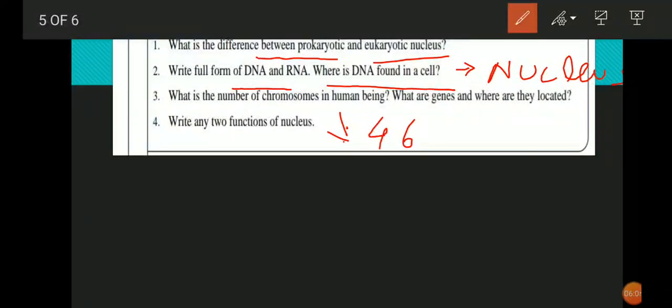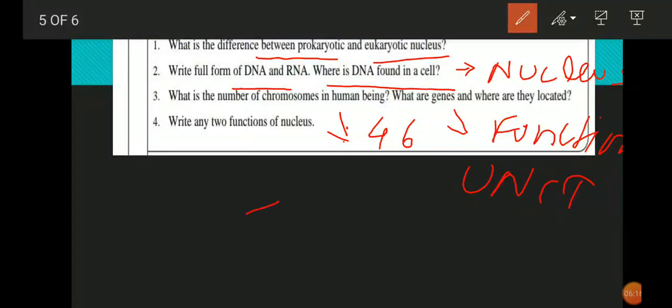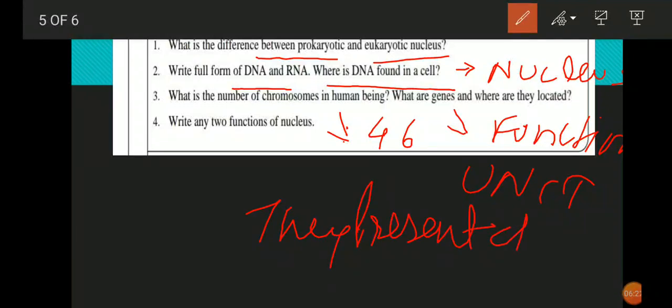And what are genes and where are they located? Genes are the functional unit, and they are present on chromosomes. Or you can also write genes are the unit of DNA which perform different functions. Write any two functions of nucleus. They help in cell division, cell growth, synthesis of protein, and so many other things. So you can do these question answers.